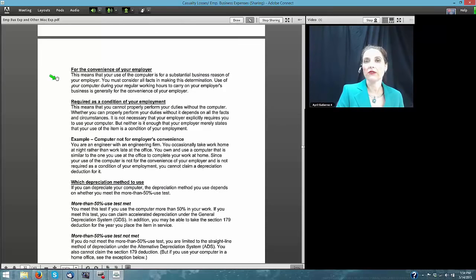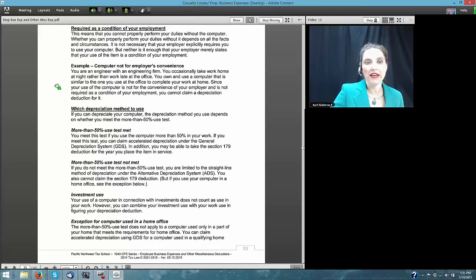It isn't enough that your employer requires you to have the computer, although usually your employer would only require you to have a computer because it's necessary for the job. But it is possible that you could have a job where you purchase a computer just to use for your business and it's not allowable. And the IRS gives an example of that here.